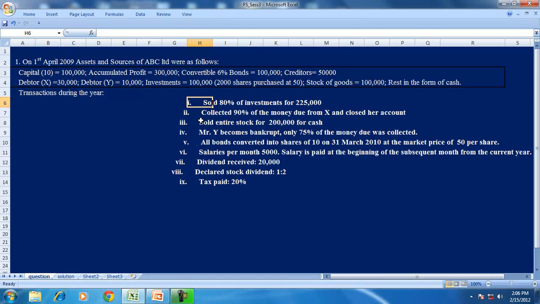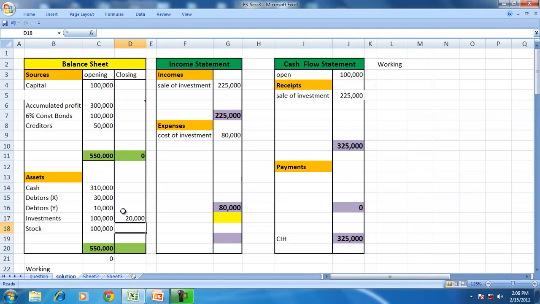The next transaction is collecting 90% of the money due from X. So it is a collection, not an income. So collection from X is 90% of the money due, 90% of 30,000, and the balance is treated as discount because you're closing the account, and that is 0.10. So as a result, at the end of the year, X is not required to pay anything more. Its account is closed.